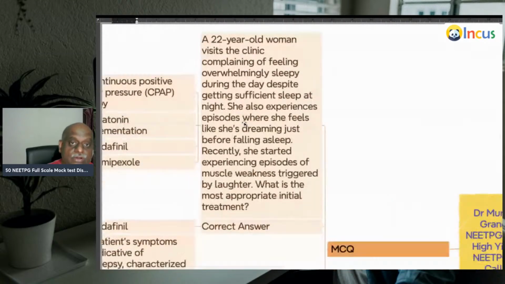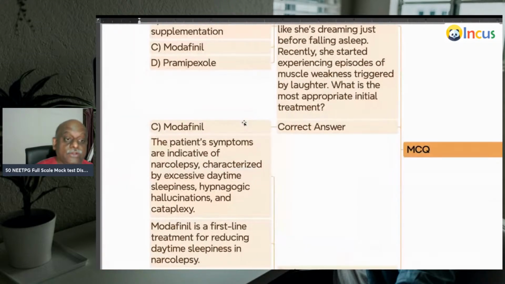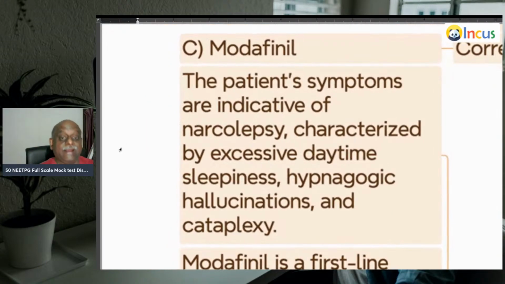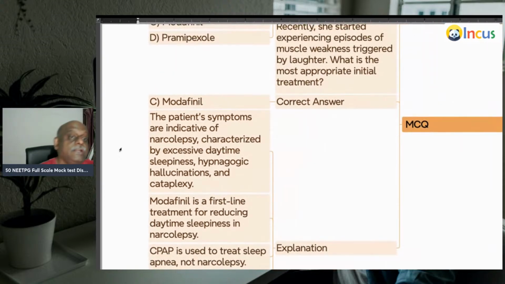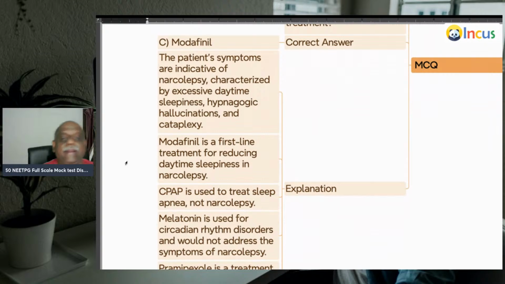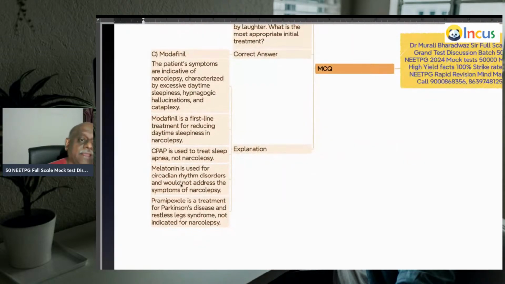A 22-year-old, overwhelmingly sleepy. She feels like she's dreaming just before falling asleep. Muscle weakness: whenever she laughs, she gets weakness and falls back. So what is that? Narcolepsy: excessive daytime sleepiness, hypnagogic hallucinations, cataplexy. The combination is called narcolepsy. Modafinil is the first-line treatment for reducing daytime sleepiness in narcolepsy, is what you need to remember.